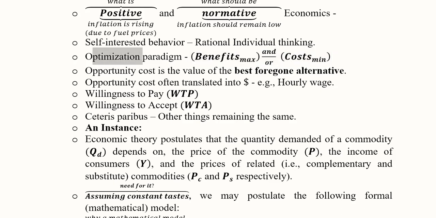Then we have the optimization paradigm, which is a suitable word to explain this situation, because optimization comes from optimum, and optimum means something which is most suitable, and it is most suitable to maximize the positivity or the favorable situation, the benefits, and it is most optimum to mitigate or minimize the costs or the undesirable variable or undesirable situation. Then we also talk about opportunity cost in our economic analysis, which is basically the best foregone alternative.